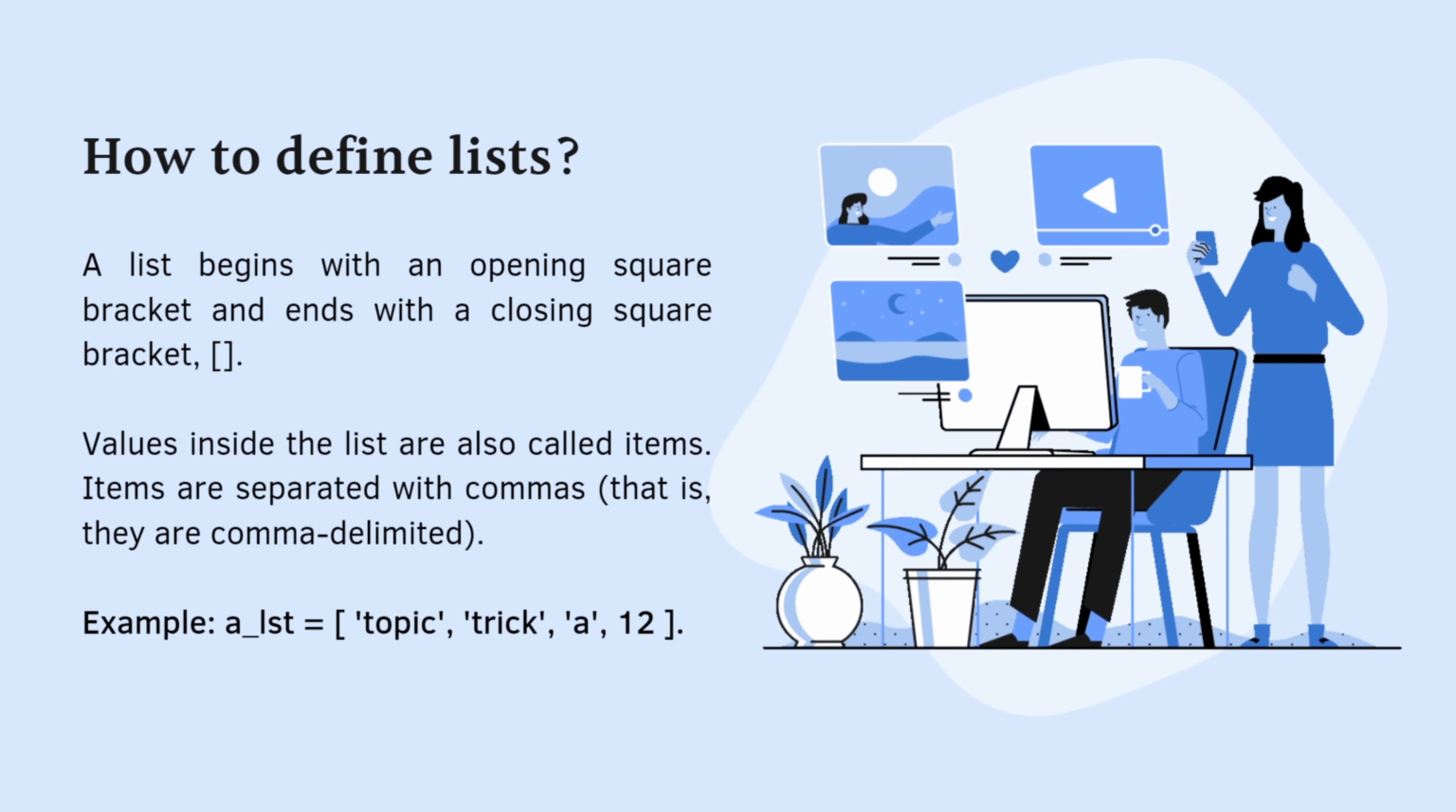Another important point that you need to remember is that each and every element has to be delimited by a comma, right? For example, a_lst variable is a list variable which is holding four elements. First one is topic, second is trick, character a, and number 12. And character and string are included in quotes. And for the integer, I have not included anything. Okay, so now let's move on to the next slide.